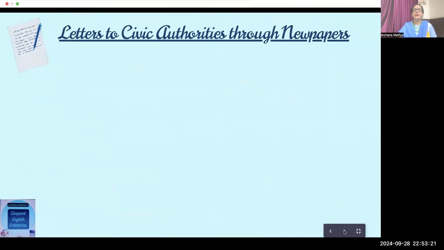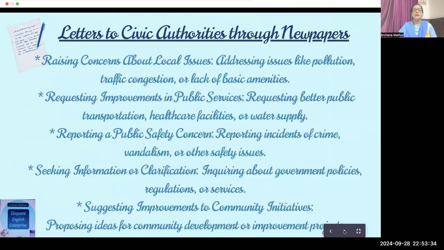Now, these are some letters actually addressed to civic authorities, but we send them through a newspaper. We write letters to the editor, bringing up a certain social issue. So what are all these? Local issues like pollution, traffic congestion, or lack of basic amenities. You could just bring it out to the common public. You're not addressing this to anybody in particular. It's just that we as citizens of a certain city have to take control of pollution and traffic congestion. And you could suggest ideas like carpooling or getting your vehicles checked for pollution, etc.